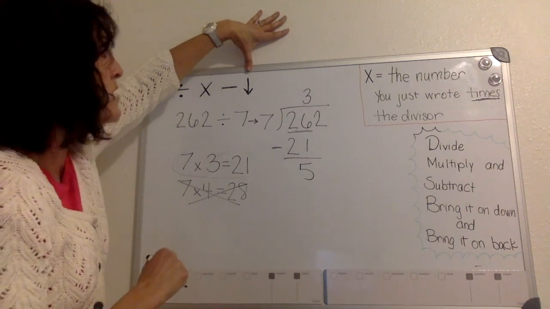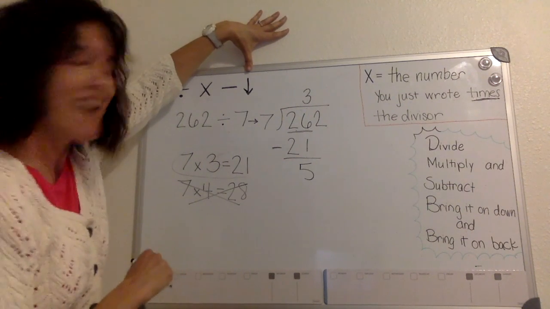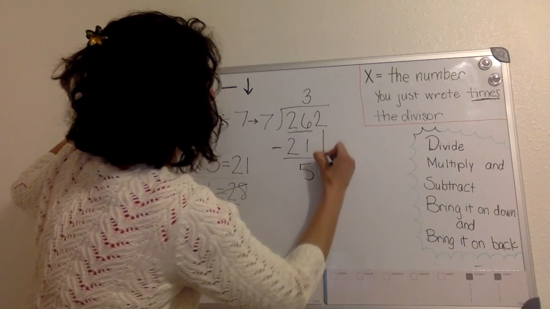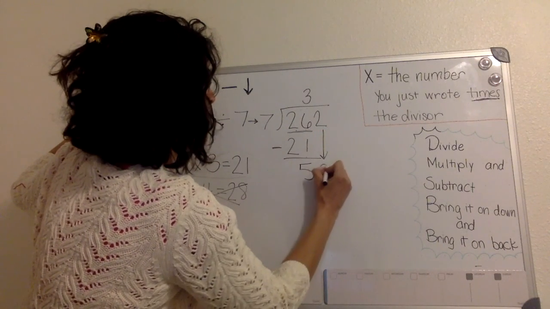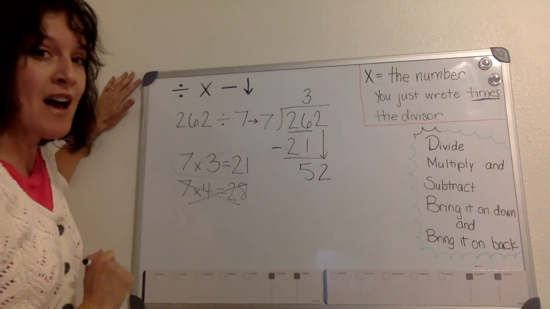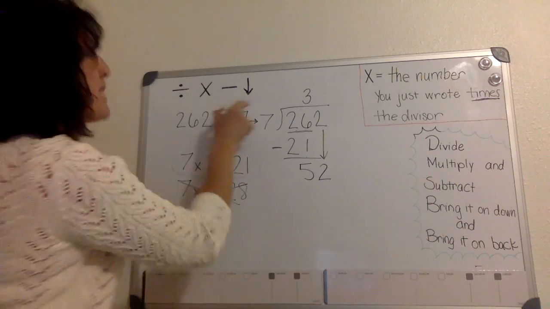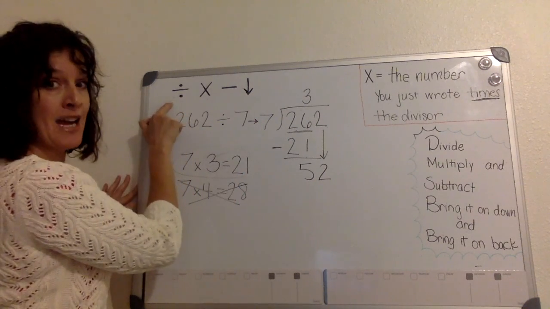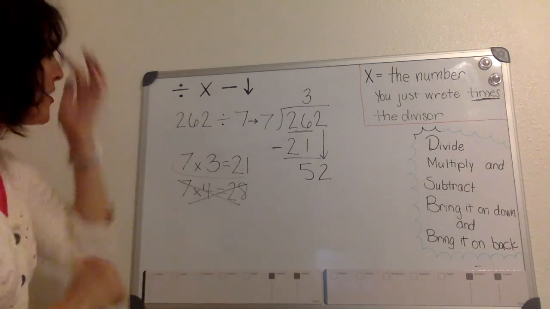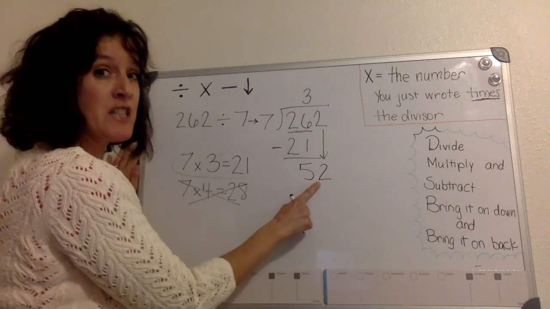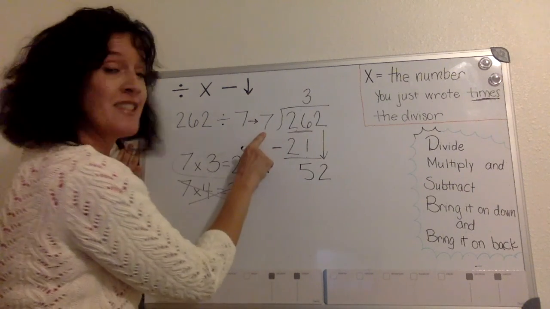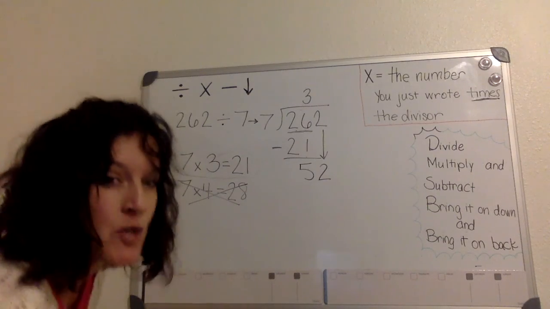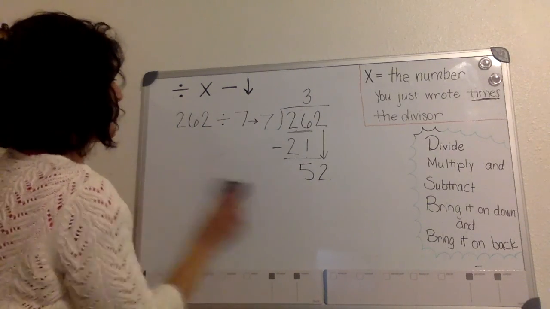Is there another number we can bring down? Yeah, sure enough there is. It's a 2. Boom. We're going to put it right next to my 5. And because we brought down that number, we need to start all the way over at the very beginning. Okay, so here we go. 52 divided by 7. How many 7s fit into 52?